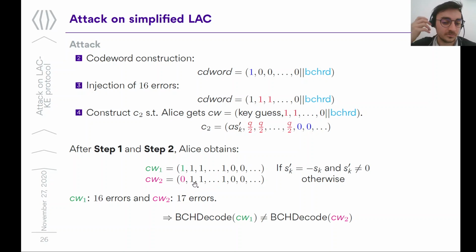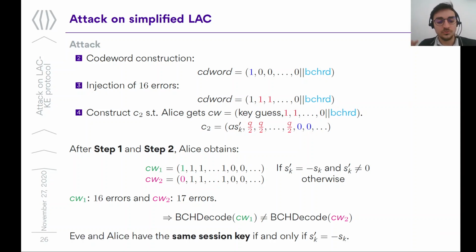So here we have a distinguisher. If the code word has 16 errors, then the BCH decoding algorithm will decode CW1. Otherwise, a decoding failure will occur. So the distinguisher is: if we have the same session key as Alice, then we did the good key guess. Otherwise, we did the wrong key guess.